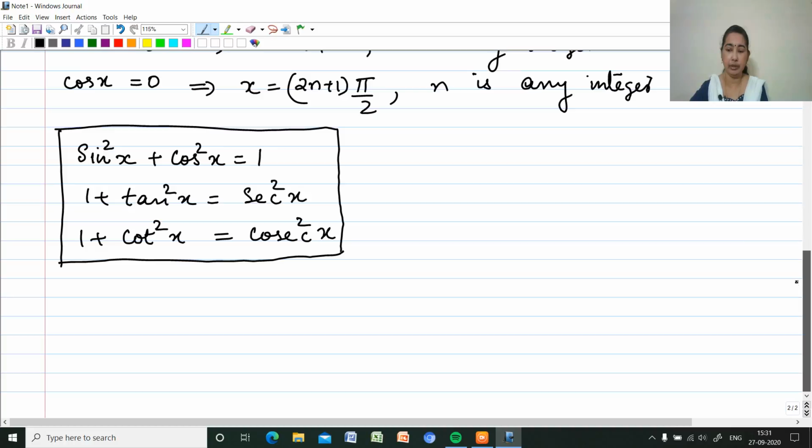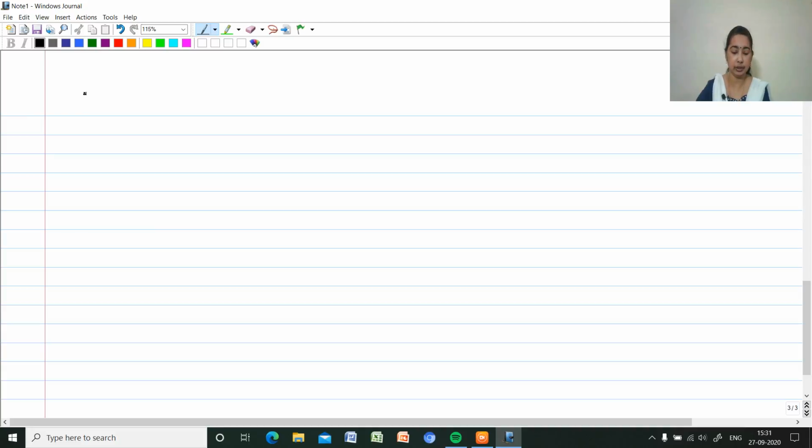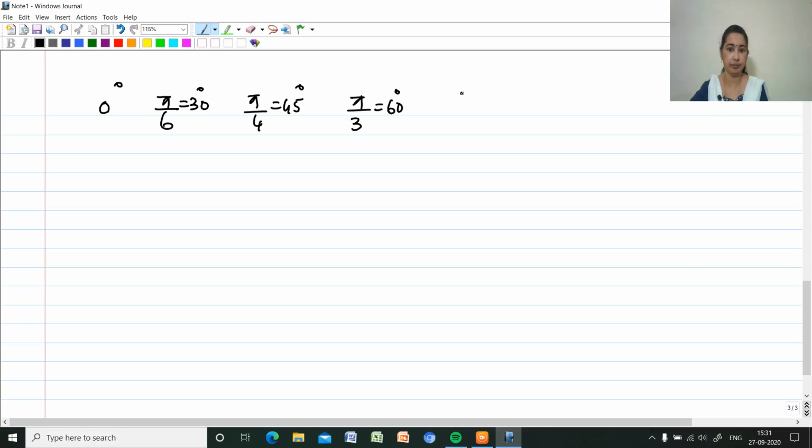Now moving on to the trigonometric ratios of 0 degree, 30 degree, 45 degree, 60 degree. So 0 degree, then instead of 30 degree we can write pi by 6, which is the same as 30 degree. Then pi by 4 is 45 degree, and pi by 3 is the same as 60 degree. Then pi by 2 is 90 degree, pi is 180 degree, 3 pi by 2 is 270 degree, and 2 pi is 360 degree. What are the corresponding values?